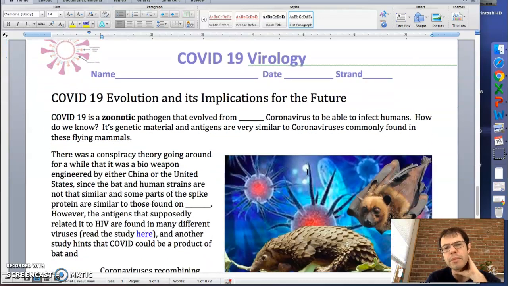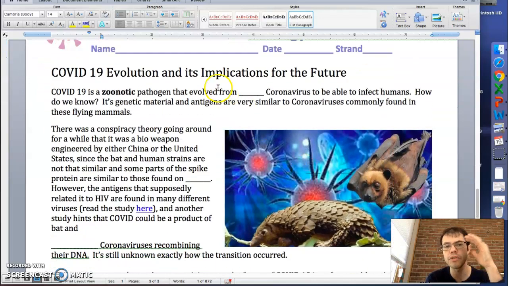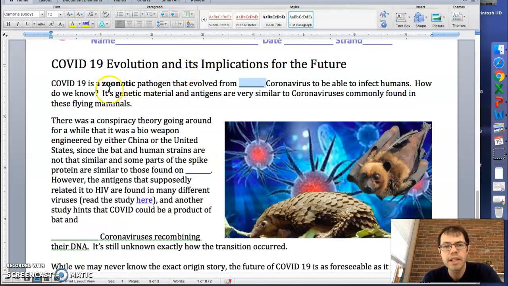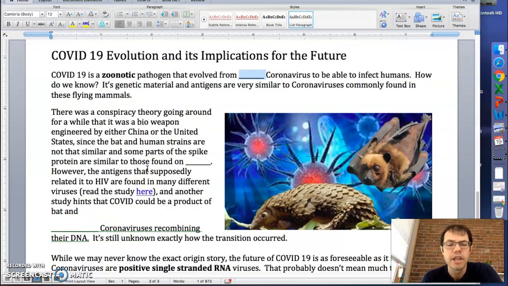But where did it come from? So COVID-19 evolved from an animal virus, which is what's called being zoonotic. So it's a zoonotic pathogen that we think evolved from bat coronavirus to be able to infect humans. How do we know that? Well, we sequenced its genome within the first 2 weeks of it being around and found that its genetic material and antigens were most similar to coronaviruses commonly found in bats.